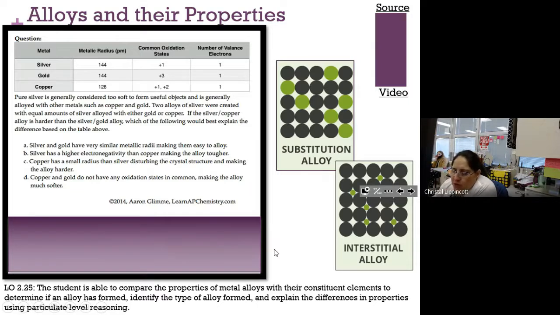So we've got pure silver. Typically, pure silver, and gold is the same way, is usually too soft to form useful objects. So they will typically alloy it with either copper and or gold. 2 alloys of silver were created with equal amounts of silver alloyed with either copper or gold. If the silver-copper alloy is harder than the silver-gold alloy, which of the following would best explain the difference based on this table up here?